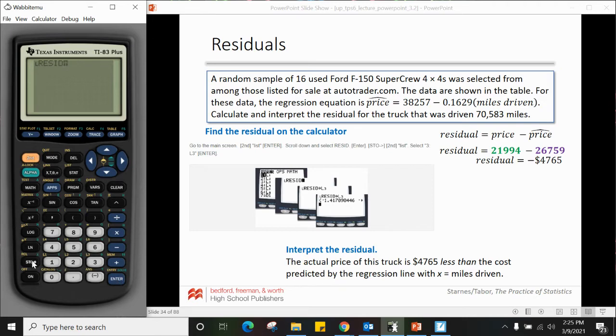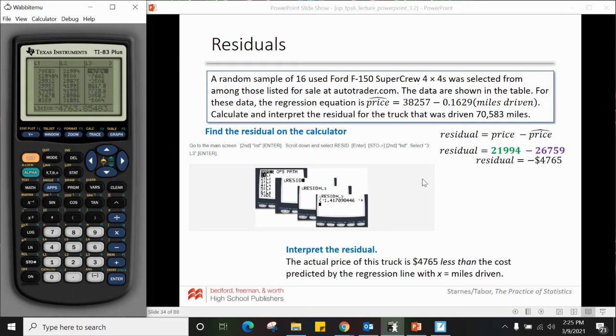And then I want to store this. I'm just going to click store, S-T-O. Where do I want to store it? I want to put it in L3, so I go second list and go down to L3. When I press enter, now my L3 has my residuals. You can see that the residual for this first point is negative 4,764. We had 65 out; it's probably around that, they rounded. You can actually scroll over and see the exact value.